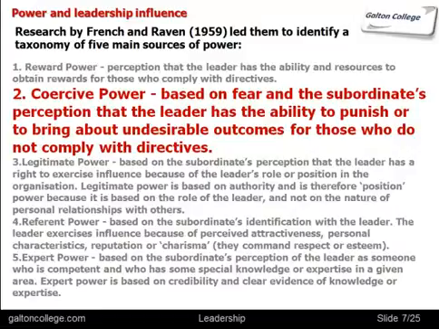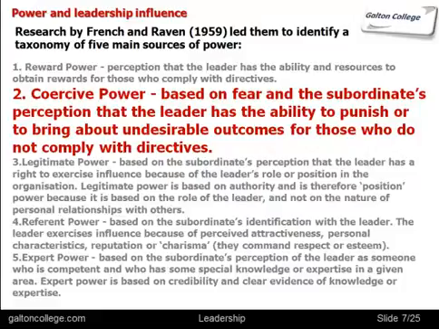The second type of power is coercive power. It's based on fear, and this is the idea that the leader has the ability to punish and bring about undesirable outcomes for those who do not comply with directives. Now, in business this could mean reduced salary or demotion. That's the sort of power.